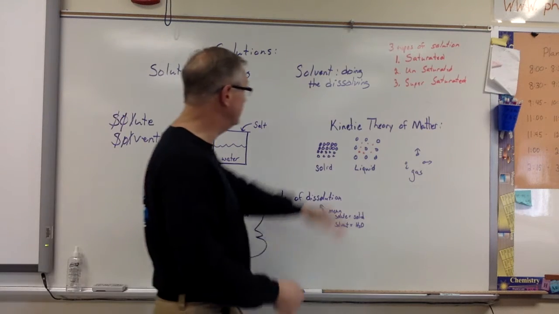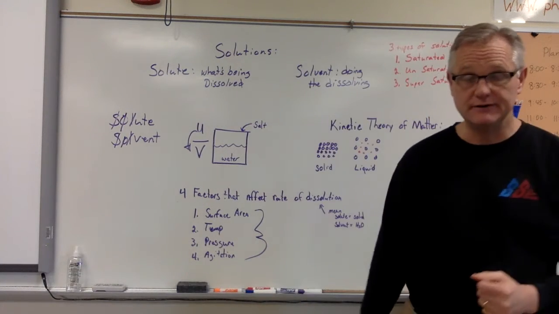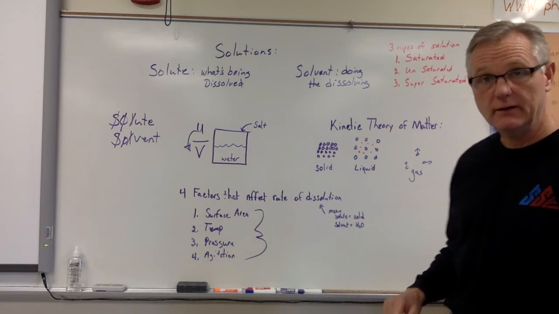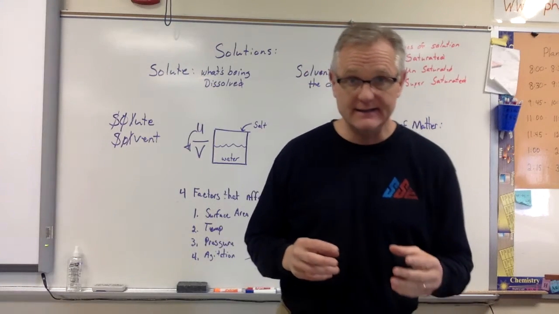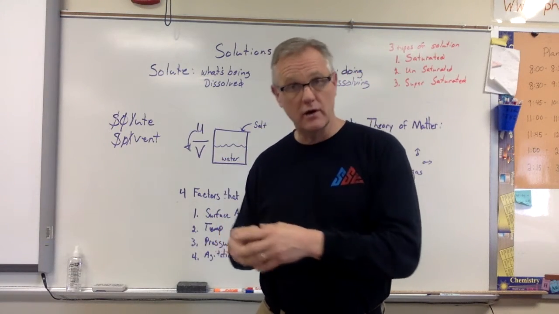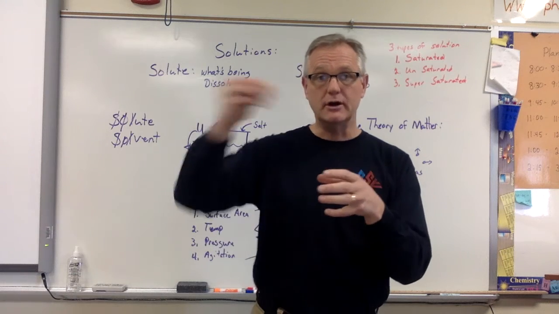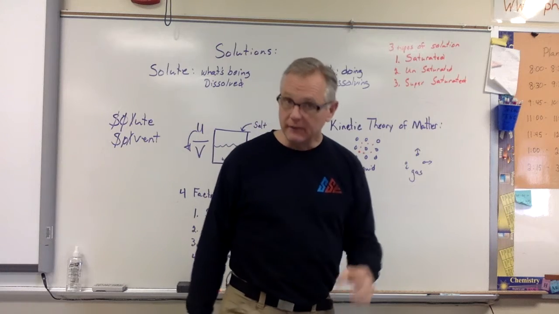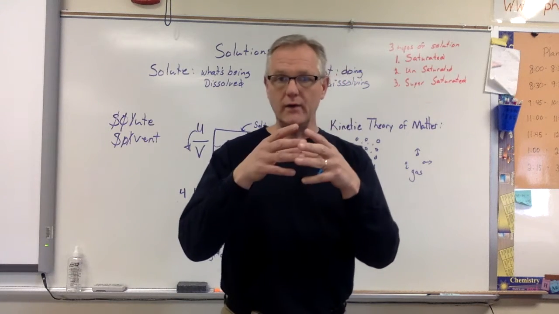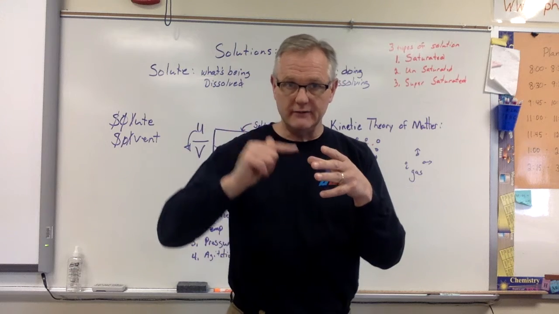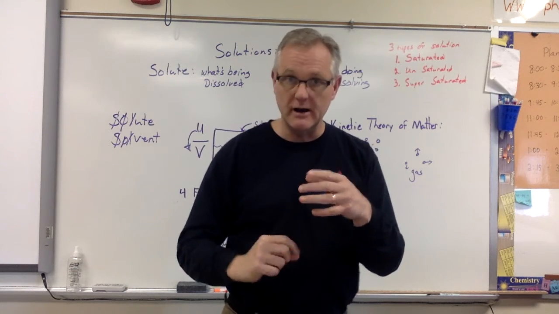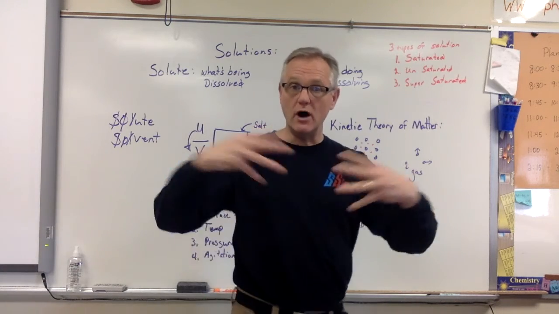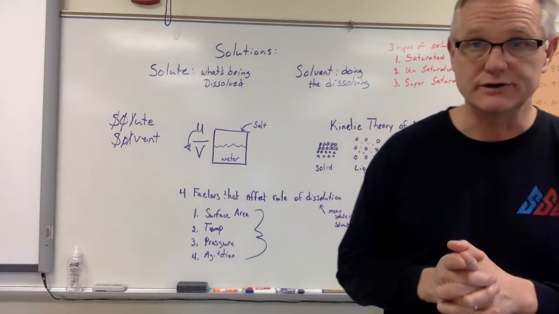All right, the next thing that I want to do is talk about three types of solutions. Whenever you're talking about three types of solutions, you're talking about whether or not that solvent can dissolve more. If the solvent has some in it, but you can put more in and it dissolves, then it is said to be unsaturated. If you fill it all the way up, you put one more grain in and it falls to the bottom, you put one more and it falls to the bottom, it is called saturated. And then if you overstuff it, then that is supersaturated.